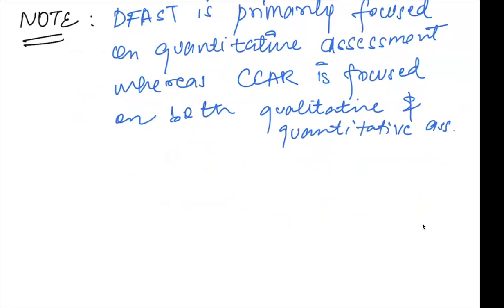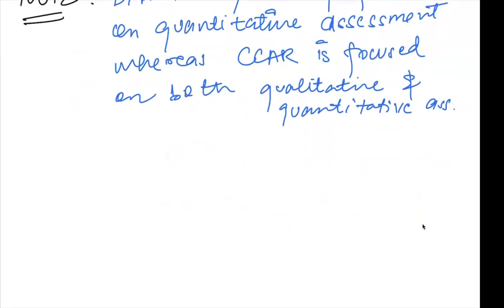Reporting-wise they are the same: banks are required to report the stress test results to the Federal Reserve and publicly disclose them. This is just to make sure there is transparency in the whole financial institution. Now, what is the key difference between CCAR and DFAST? Up till now, any questions?